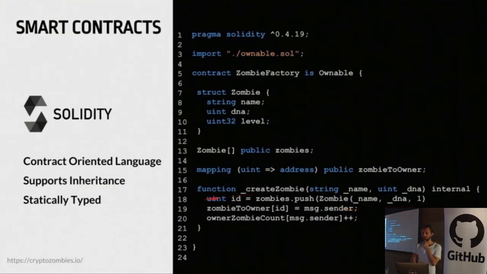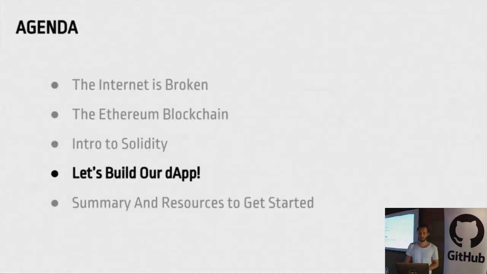This is how you declare functions. The variables that it takes, you also have to define what types they are. But we're going to write our own smart contract in a second, so you will see this again. Let's build our first decentralized app.